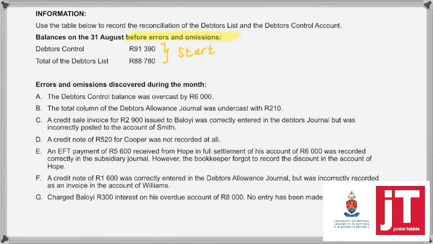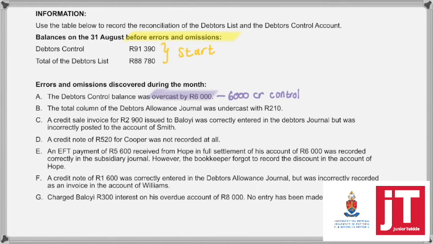Then errors and omissions discovered during the month. So we're going to have to just look at each one and then decide what to do with it. Where is our mistake? Number A, the debtors control balance was overcast by 6,000 Rand. So if the debtors control is overcast, it is the control column. Overcast means too much, with 6,000. So you're going to have to minus 6,000. And if we link this to a debit and credit, this must be a credit entry because we are working with a current asset and minus is a credit. So we're going to credit the control account.